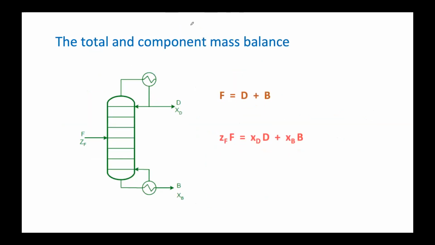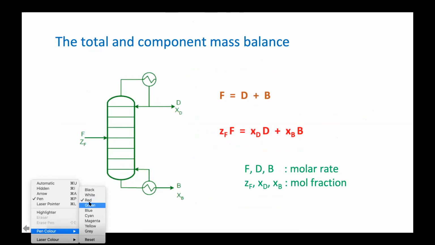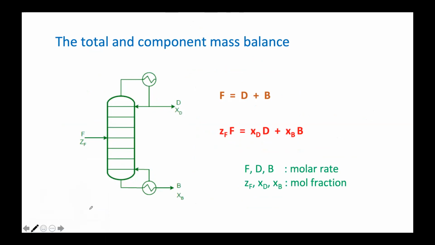Right. Okay. Now we're going to talk about the mass balance first. Let's see, the blue one should be good. So the mass balance. Let's see this envelope, this boundary. Number one is the total balance, which is F equal to D, which is leaving the envelope, plus B, right?